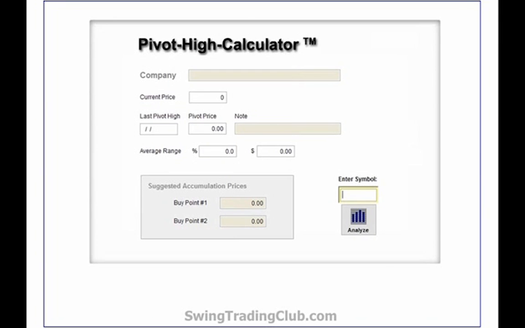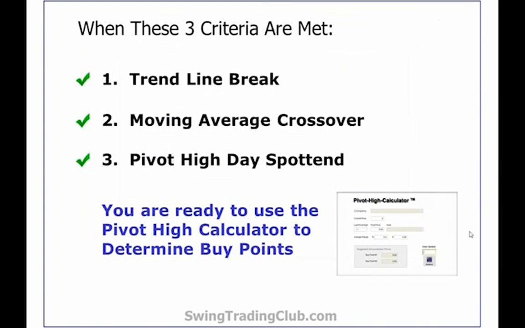So the pivot high calculator automatically calculates your buy points. All right. Now, we're running out of time, so I'm going to burn through here a little bit quicker. In this strategy, we're going to look for our trend line break, we're going to look for a moving average crossover, and we're going to look for our first pivot high that we spot, and then you're ready to jump over and use the pivot high calculator.